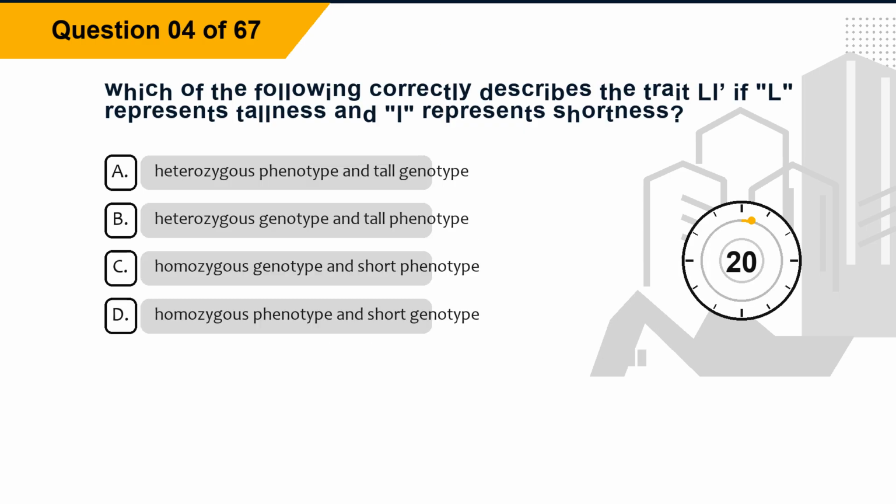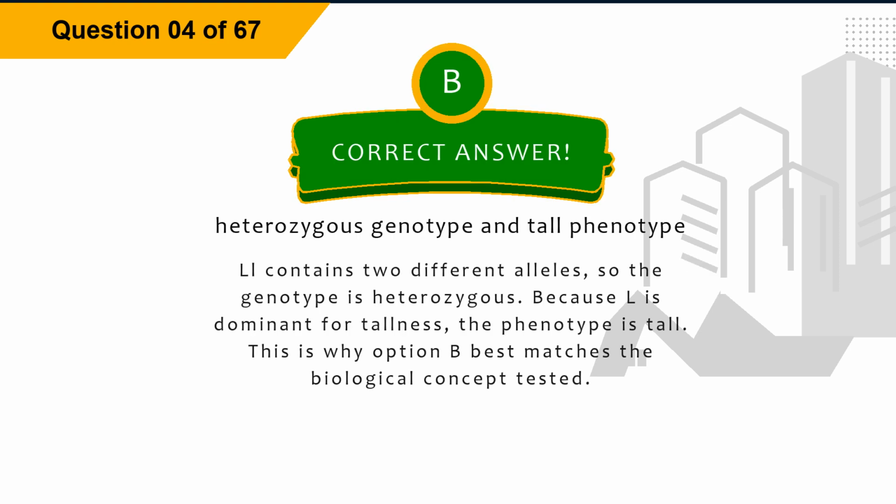Question 4. Which of the following correctly describes the trait LL, if L represents tallness and l represents shortness? Option A, heterozygous phenotype and tall genotype. Option B, heterozygous genotype and tall phenotype. Option C, homozygous genotype and short phenotype. Option D, homozygous phenotype and short genotype. The correct answer is option B, heterozygous genotype and tall phenotype.